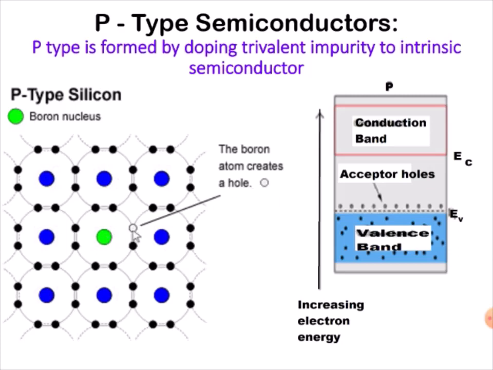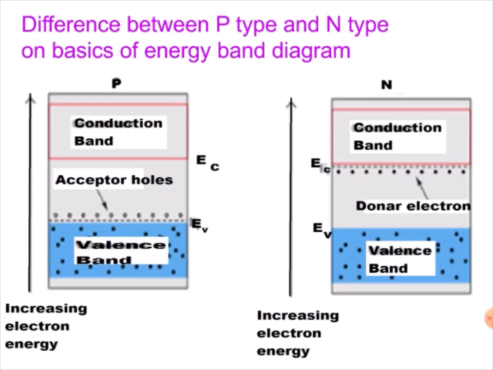We call this an acceptor, not a donor, because it can accept 1 electron from somewhere else, so we call it an acceptor atom, and when it accepts one electron it will carry a negative charge. The acceptor hole level is just above the valence band, so whenever a valence electron from the valence band jumps up to the conduction band, only then can it conduct.